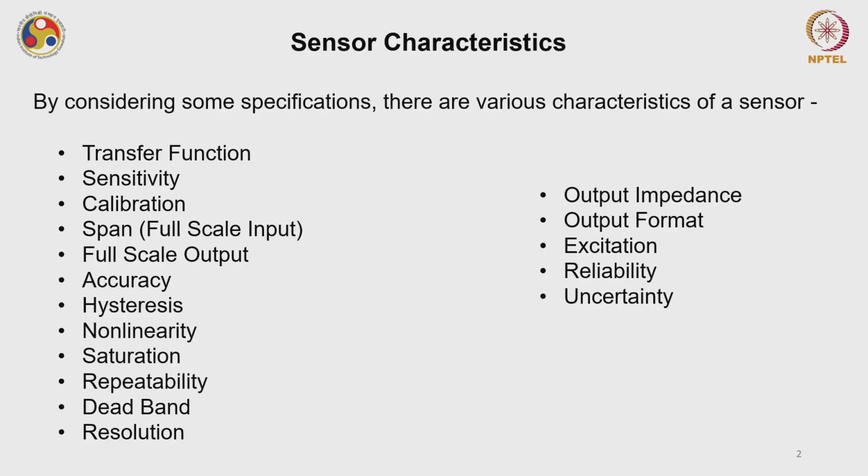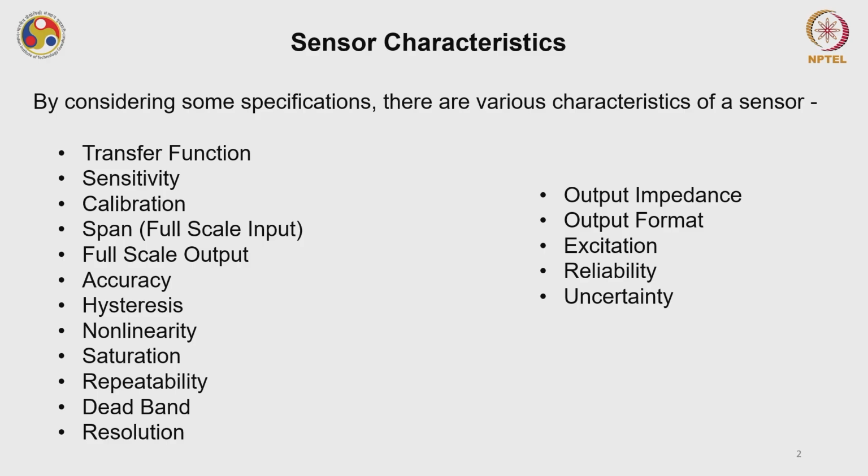So by considering some specifications, there are various characteristics of a sensor. Some of the characteristics are shown on the screen. Transfer function, sensitivity, calibration, span, which is also known as full scale input, then FSO, full scale output, accuracy and precision, hysteresis, linearity. With linearity we have non-linearity also. We will define linearity in terms of non-linearity. Then saturation, repeatability. With repeatability we will also have reproducibility, we will define that also. Deadband, resolution, output impedance of a sensor.